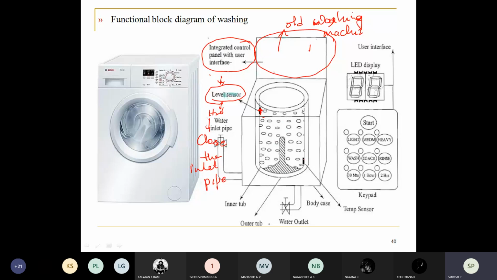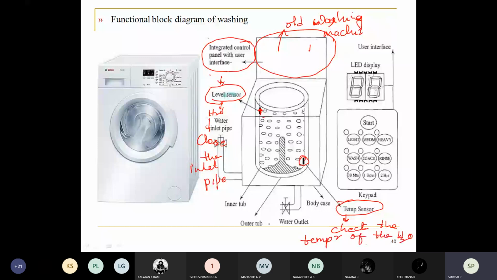Then the temperature sensor is there. The temperature sensor is going to check the temperature of the water. Okay, so that will check the temperature of the water which you are going to have.